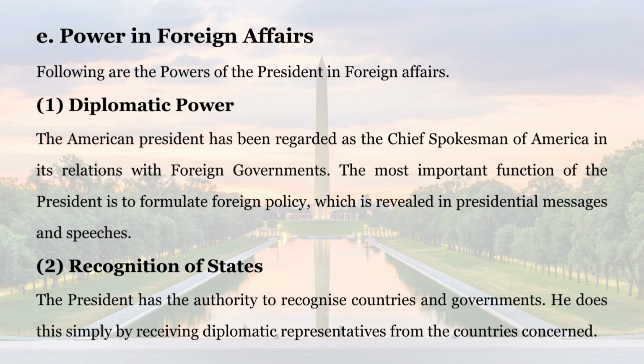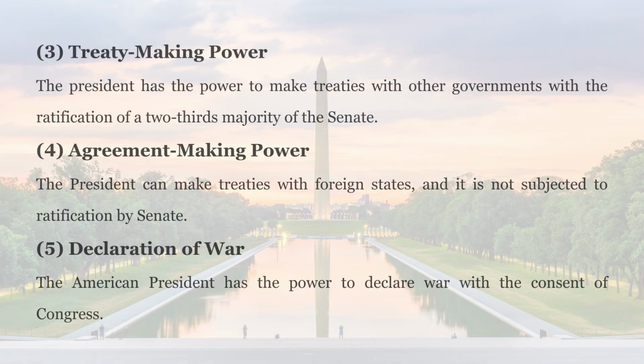The president has the authority to recognize countries and governments. He does this simply by receiving diplomatic representatives from the countries concerned. 3. Treaty-making power. The President has the power to make treaties with other governments with the ratification of a 2/3 majority of the Senate. 4.